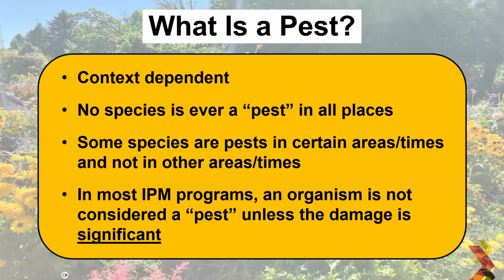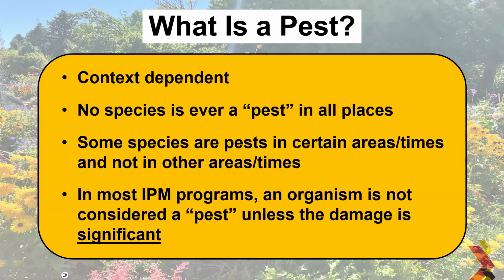So a pest is very context dependent. No species is ever a pest in all places. Even if we really don't like a certain type of insect, we always see it feeding on our plant, it's important to note that that particular species is not always considered a pest in every type of environment. If we think about our managed landscape versus wild habitat, a wooded edge, inside of a wooded area, that pest has a role within our ecosystems, both in our wild areas and even within our managed landscapes.